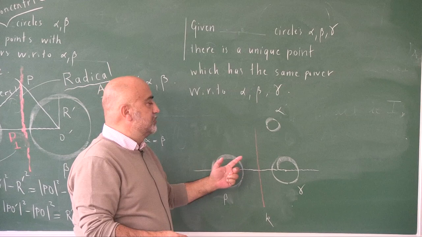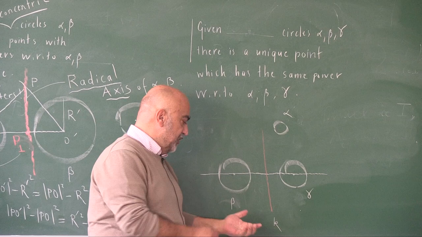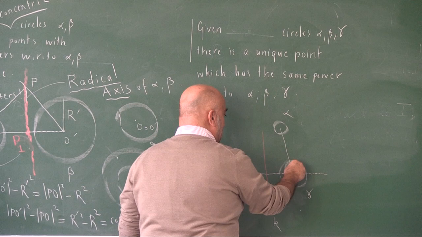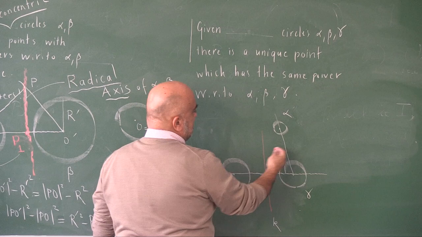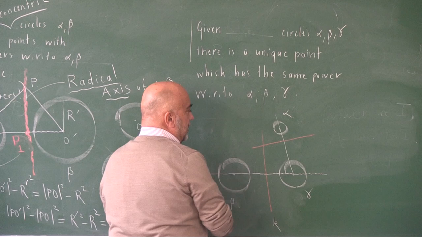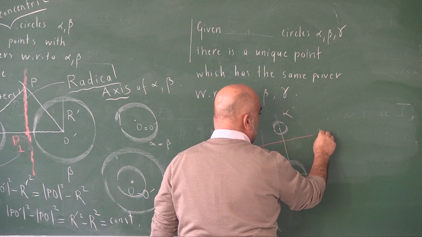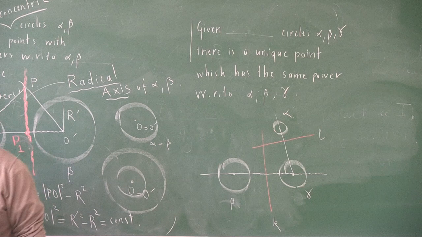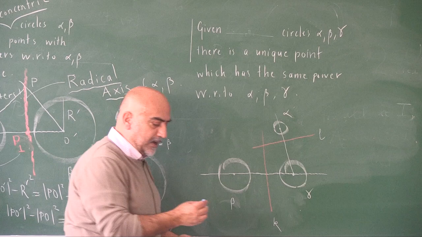Okay, now, so that's a good place to start with. If you've got a point which has the same power with respect to three circles, then it must live on the straight line. Then look at gamma and alpha. You know that the set of points which have the same power with respect to gamma and alpha live on a straight line, the radical axis of gamma and alpha, which is perpendicular to the line that joins the centers of gamma and alpha. So let's call this straight line L. Well, K and L will intersect. So stop for one moment and ask yourself, will they? But let's say they intersect in a point.